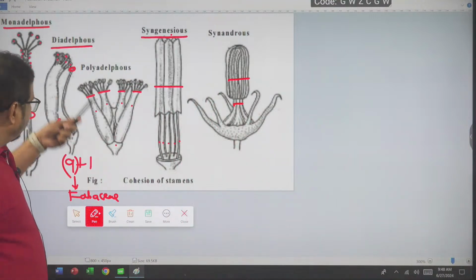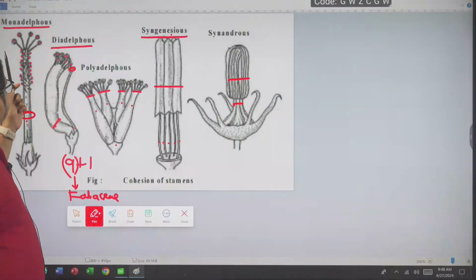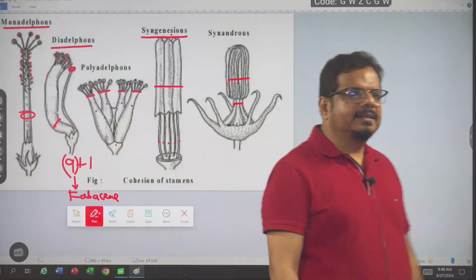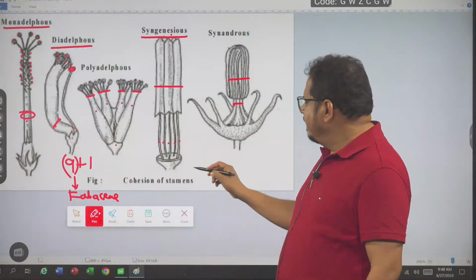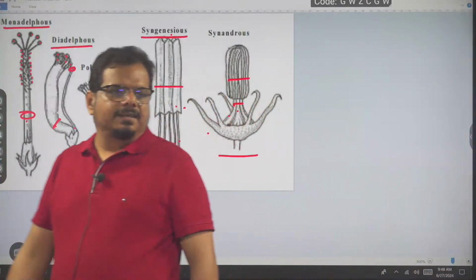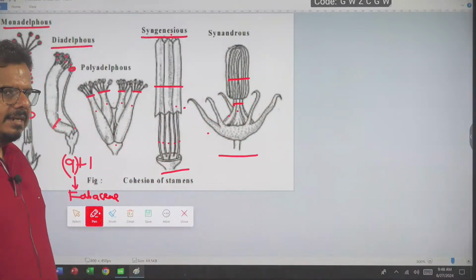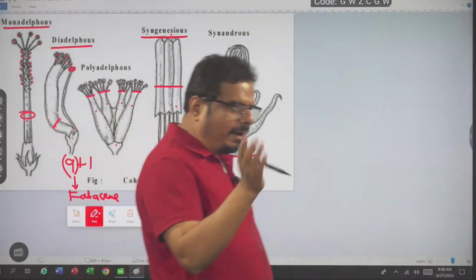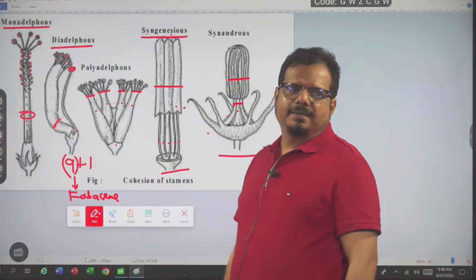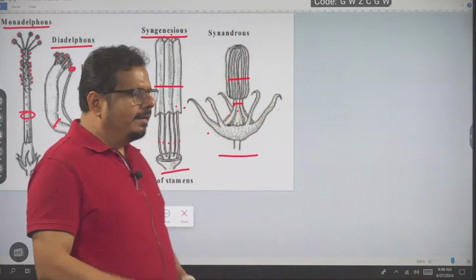So these are the different conditions of cohesion. This is called adelphous condition. This is called syngenesis condition. This is called synandrous condition. These two conditions I deliberately told because they are written in the lab manual. Got the idea? It is written in the practical book. These terminologies are written, so I added them here. Right? You don't think it is out of syllabus. Okay? Can we move ahead? Right.